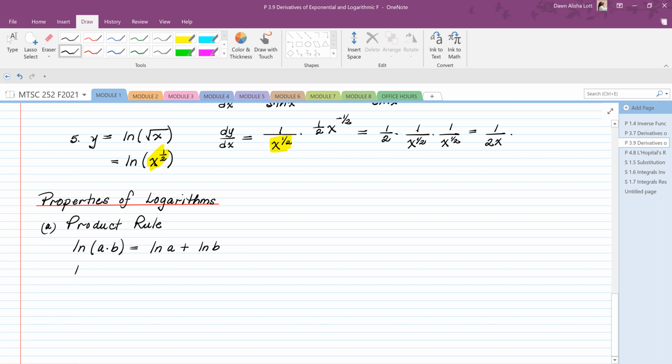So if I have the log of 6x squared minus 5 times 2x plus 1, since those two things are multiplied, I can make it the log of the first one plus the log of the second one. Okay, so that's the basic product rule.